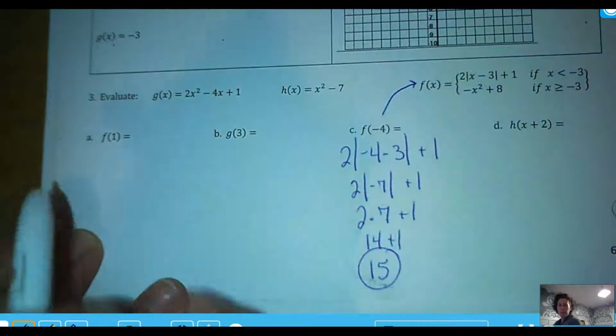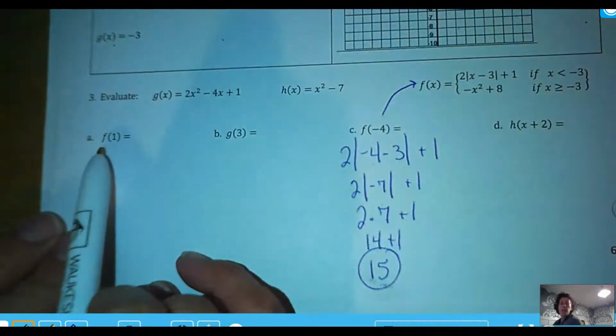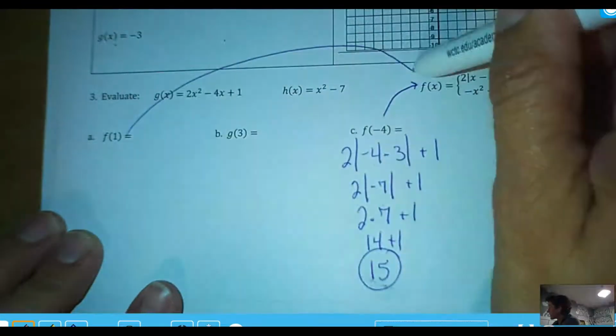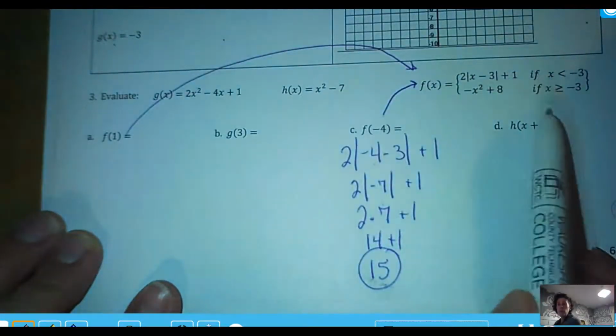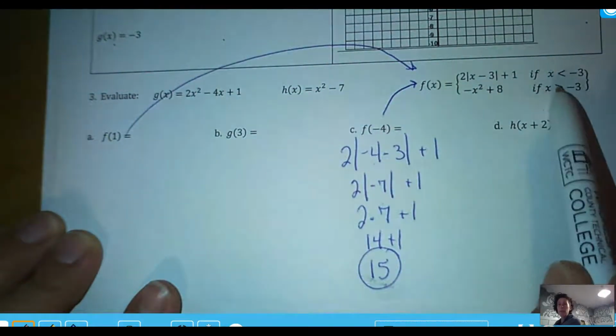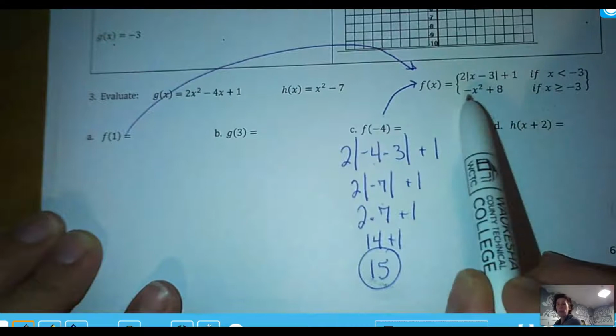Let's do one more. Let's just choose this function. So this is f of 1, so I'm going to go back to this function. And when I have to choose which one to use, x being 1 fits into this domain because 1 is greater than or equal to -3, so I'm going to put -1 into here.